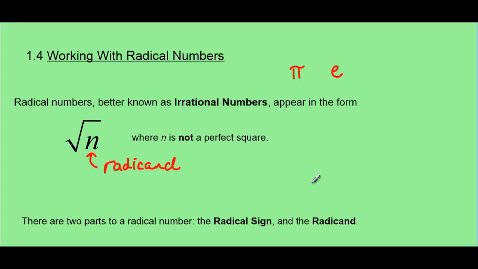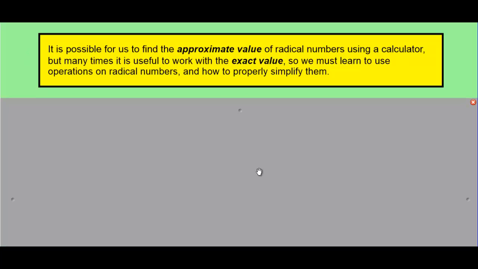Just like when working with fractions or any other types of mathematics, we like to always know how to properly simplify our answers. So in today's lesson, we're going to look at how do you properly simplify radical numbers. And we're also going to look at how you operate with radical numbers. Are they the same, or are there some differences between radical numbers and just normal whole numbers or fractions or decimals? We're going to look at some examples of those.